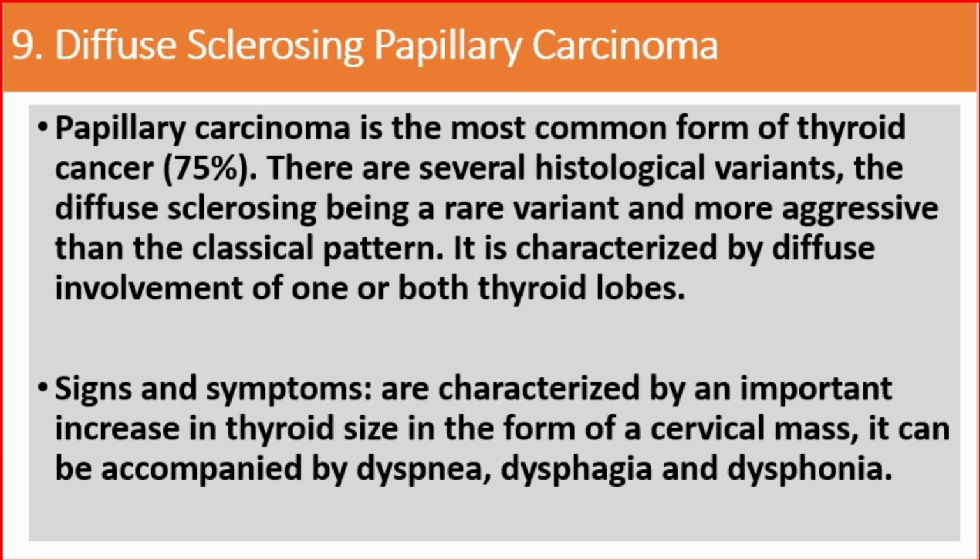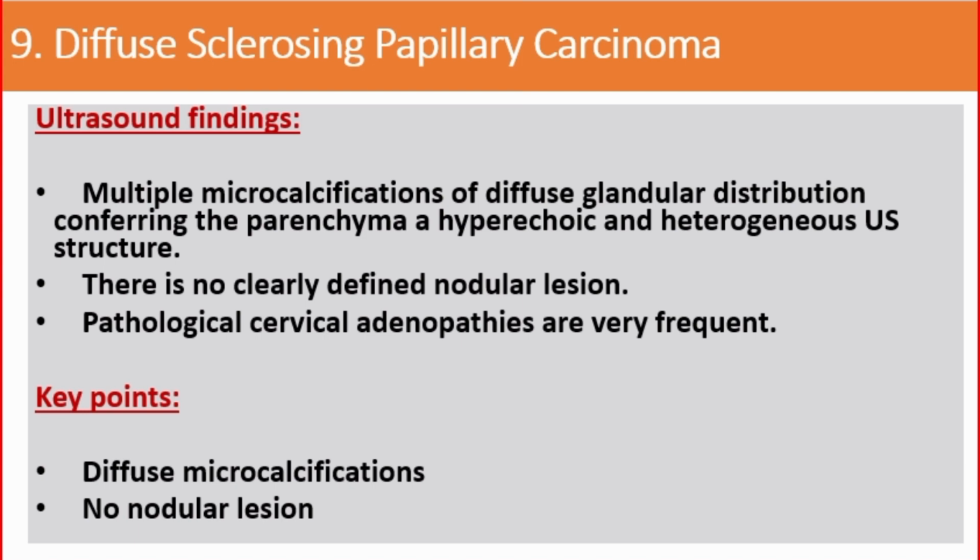Signs and symptoms are characterized by an important increase in thyroid size in the form of a cervical mass. It can be accompanied by dyspnea, dysphagia, and dysphonia. Ultrasound findings, multiple microcalcifications of diffuse glandular distribution, giving the parenchyma a hyperechoic and heterogeneous ultrasound structure. There is no clearly defined nodular lesion. Pathological cervical adenopathy are very frequent. Key points, diffuse microcalcifications, no nodular lesion.